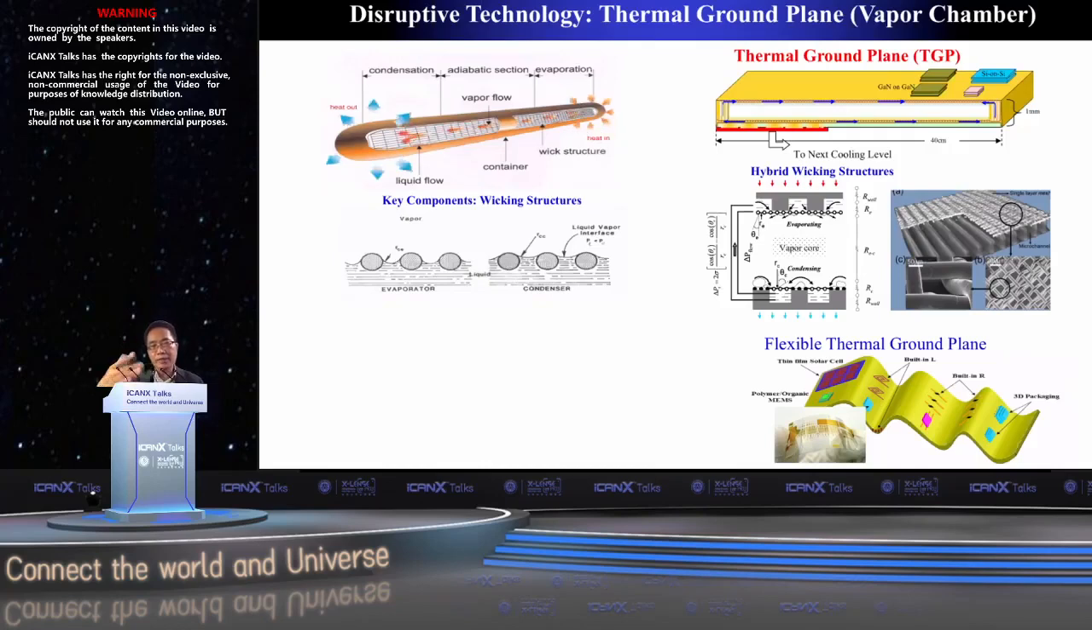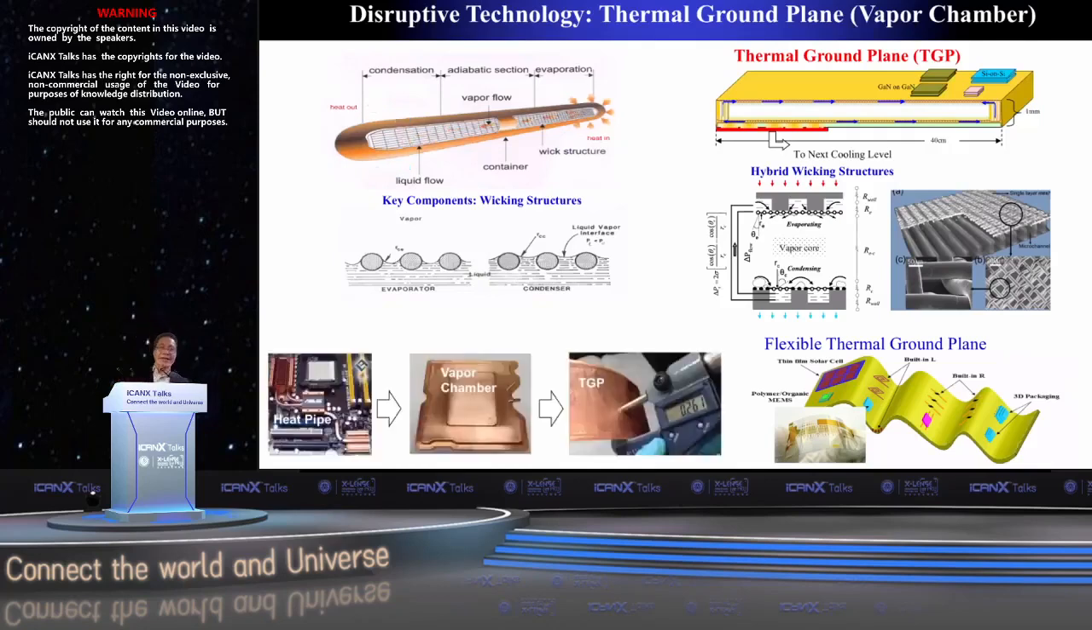Try to translate what we have in heat pipes to make them flat. That's the one. And then they can make them really high power. Then the other thing is we make them flexible, or even say you can fold it so that they can fit into really high-tech electronics. For example, people talk about flexible electronics.